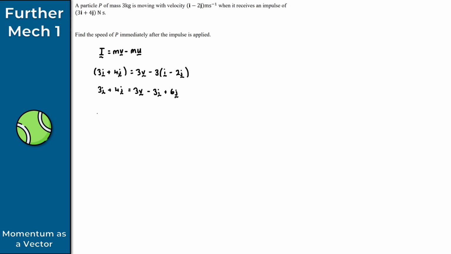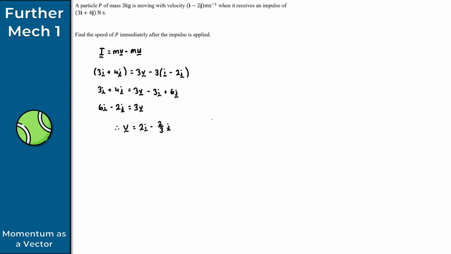So 3i plus 3i gives us 6i. 4j minus 6j gives us minus 2j. And this is equal to 3v. Now clearly all we want here is v, so let's divide both sides by 3. Therefore v is equal to the following. 6 divided by 3 is 2, so I get 2i, minus 2 divided by 3. We'll just leave that in its exact form, so minus 2 over 3j.